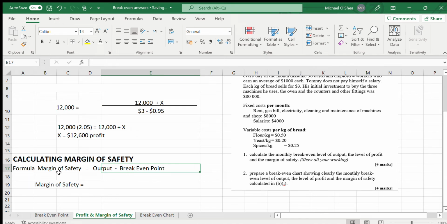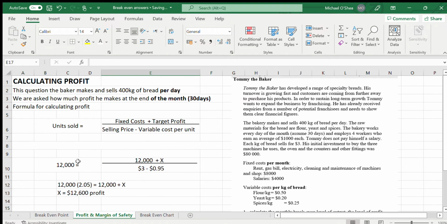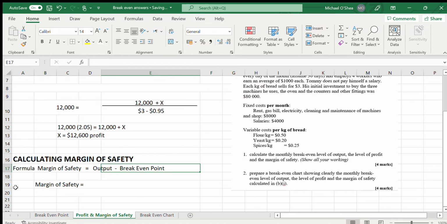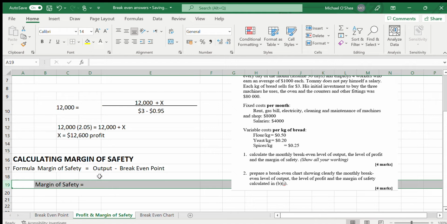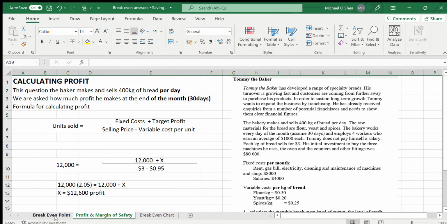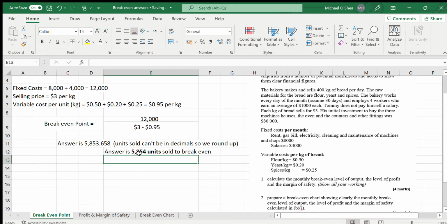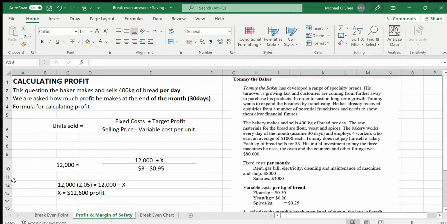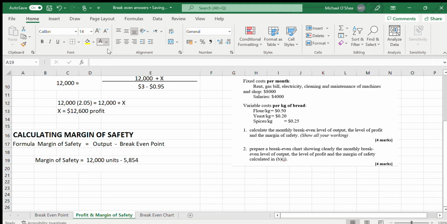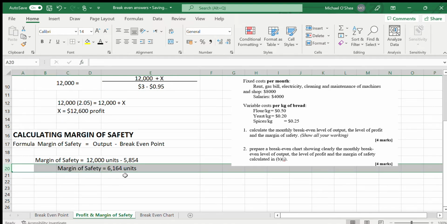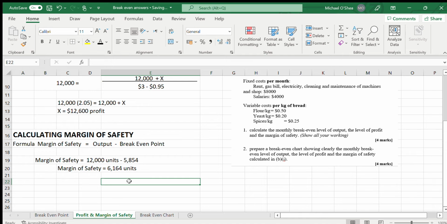So the formula is very straightforward, and again, you have to memorize it, remember it for the exam. Margin of safety is your total output minus your break-even point. We set our total output for the entire month as 12,000. So I've already put that in. 12,000 is my total output, and we've already found break-even point to be 5,854. And so once I put those in down here, 12,000 units minus my break-even point of 5,854, and the difference here is margin of safety is 6,164 units. That's how many units I've sold that have made me profit.